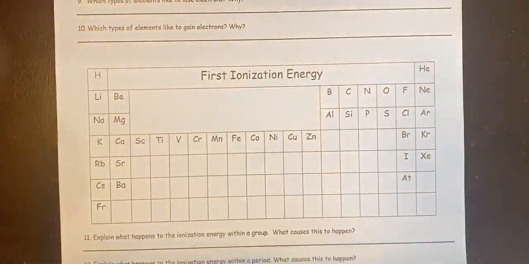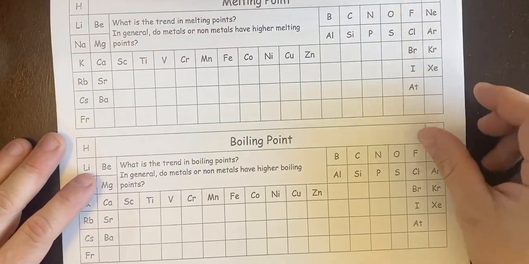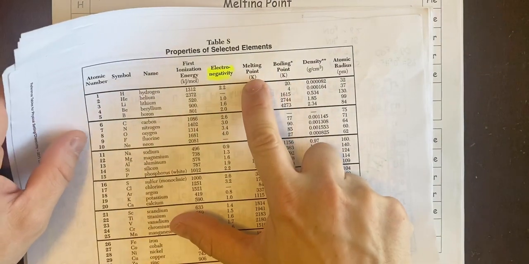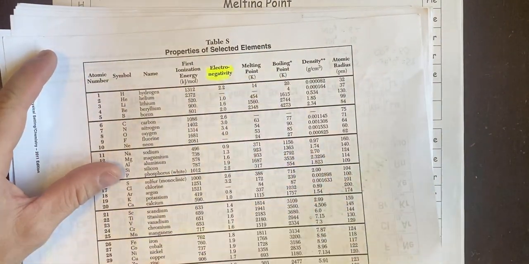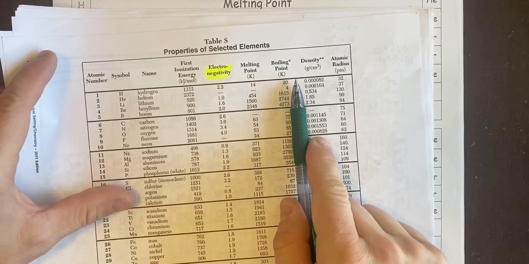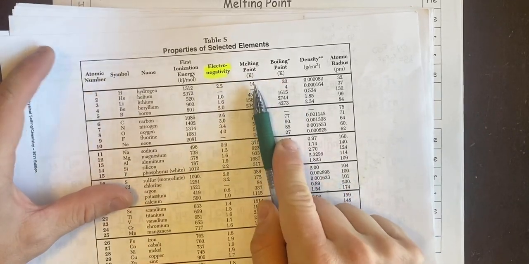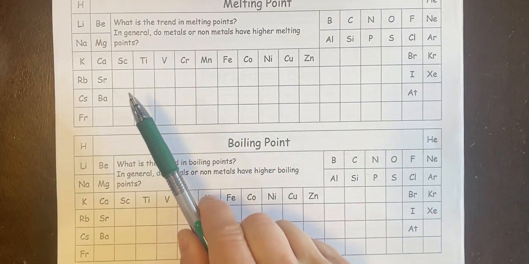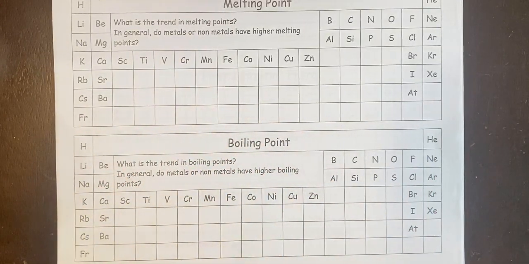And then the last one would be melting point and boiling point. Now this is the only one that you may not have the information directly written down. But if you go to your reference table, and you go to table S, you can look up melting point and boiling point right here in Kelvin. They can be in Kelvin, they don't have to be converted. You can just write them down. So you're going to write down the melting points and boiling points for the elements that are listed. Again, the blank ones we're not going to do.